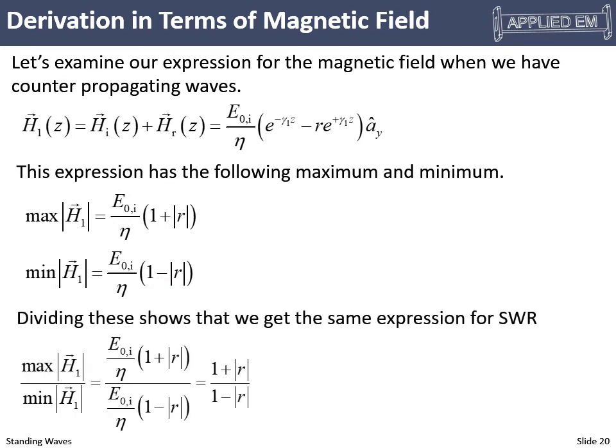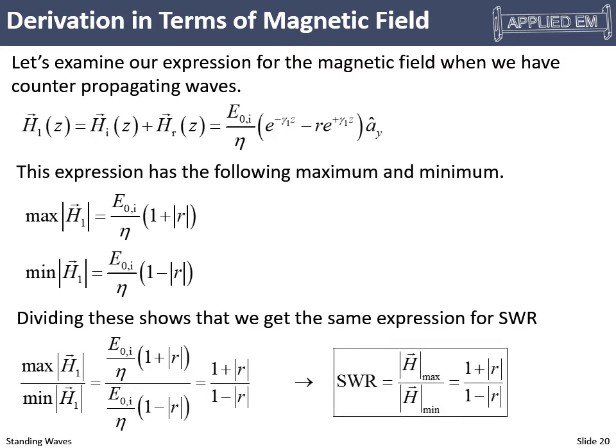So we can throw those into our definition of standing wave ratio, and what we can see is we get the exact same equation. So if for some reason the magnetic fields happen to be the easier thing to measure, that's fine. Measure the magnetic fields and calculate the standing wave ratio. If you have more immediate access or easier measurement of electric fields, use that. You'll get the same number for standing wave ratio.